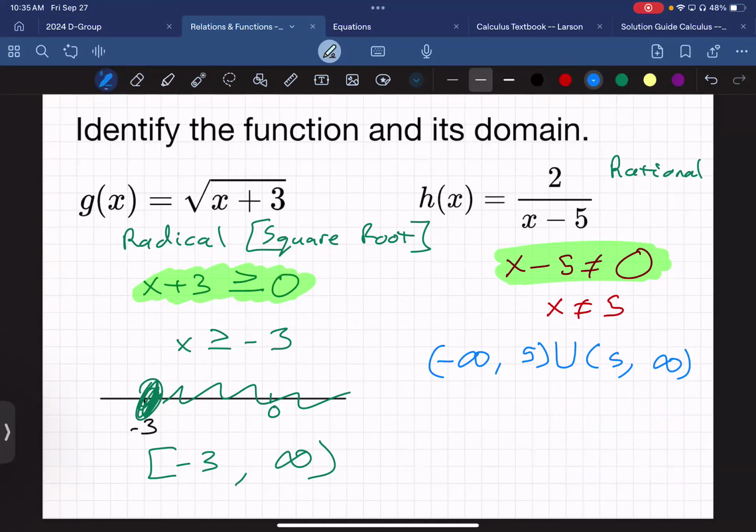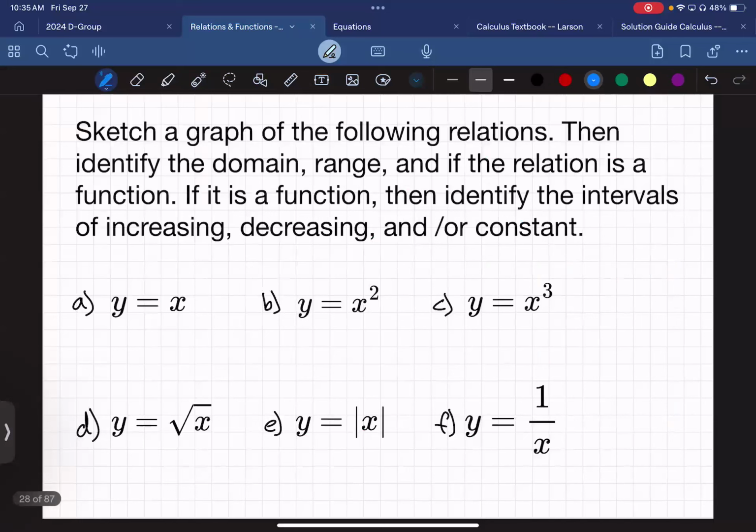That's good. All right, so the next thing I want us to do is look at a couple graphs. Now, I don't think we're going to have time to finish everything. So what I want you to do is make sure you write these 6 down.